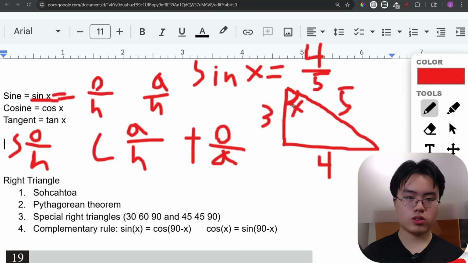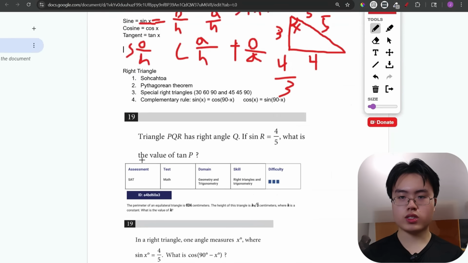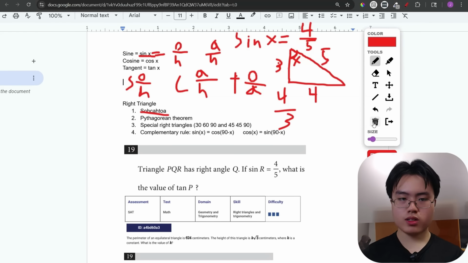And then tangent of x. What is tangent? TOA: tangent equals opposite over adjacent. The opposite to that angle is 4, and adjacent to that angle is 3. So tangent of x would be 4 over 3. Hopefully this makes sense, how you can take advantage of SOHCAHTOA. Hopefully that was just more of a refresher, but that should explain what SOHCAHTOA means.